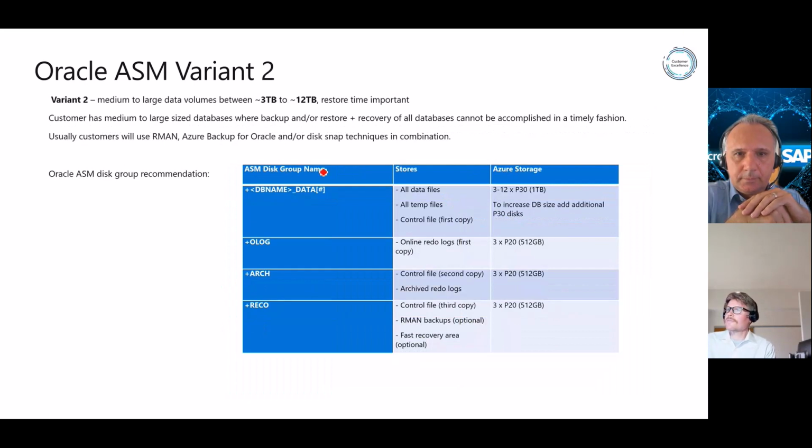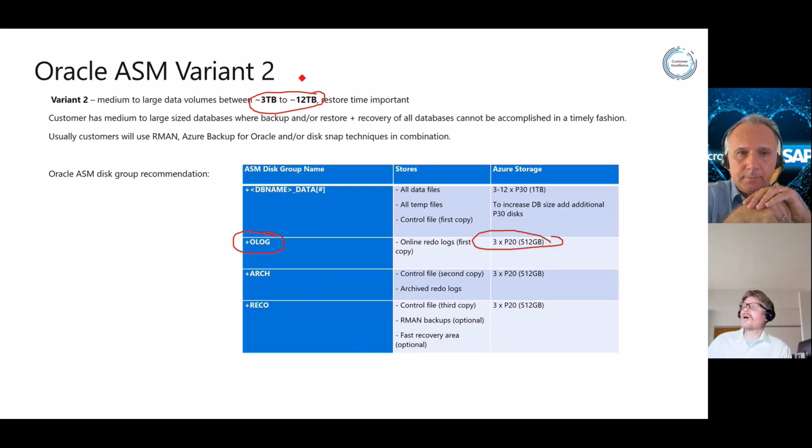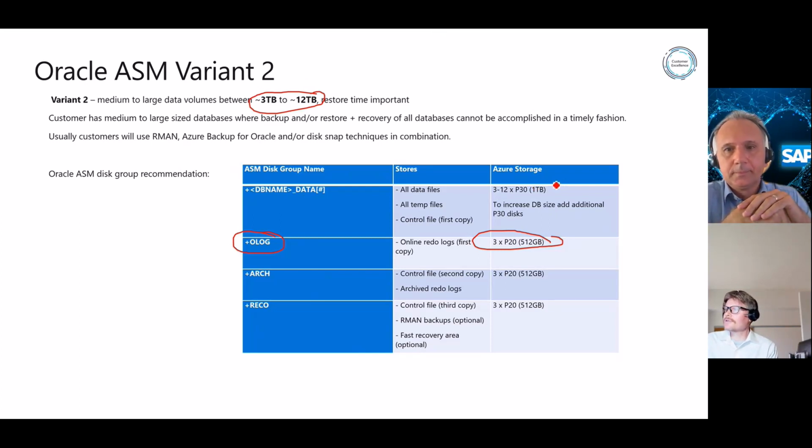So moving to ASM Variant 2, here we start adding in and separating the log. And this is really designed for up to a database size of 3 to 12 terabytes, so not particularly large systems. Again, we're still using just P30 disks, between 3 to 12 of them. And to increase DB size, add additional disks.